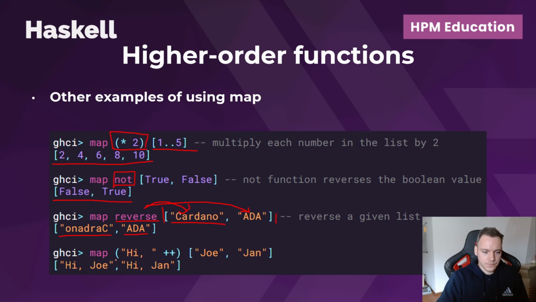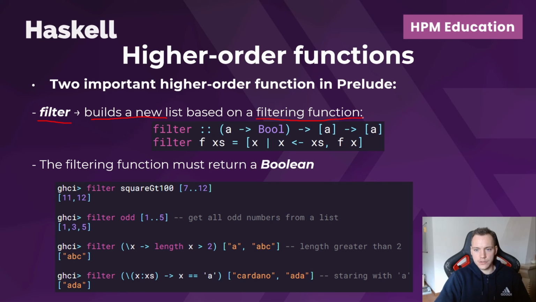The second function I wanted to mention here is filter, which is also another higher order function that works on lists, and it builds a new list based on a filtering function. So the higher order function in this case accepts a function from A, which is the type of the element in our list, and returns always a Boolean value as a result. And if this Boolean is true, then this element will be in the filtered list. If it's false, it will be discarded.